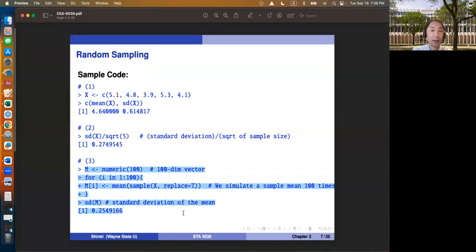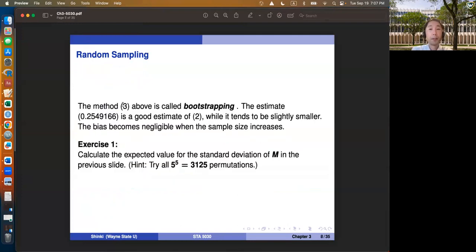And this is the so-called bootstrapping. Bootstrapping is a specific method for resampling. So this method is called bootstrapping, and the estimate is a good estimate for the theoretical standard deviation. And the bias becomes negligible when the sample size increases. In our case, we have only 5 observations. But if this is maybe 20 or something, then this is a very reliable estimate. We can get a very reliable estimate based on simulation.